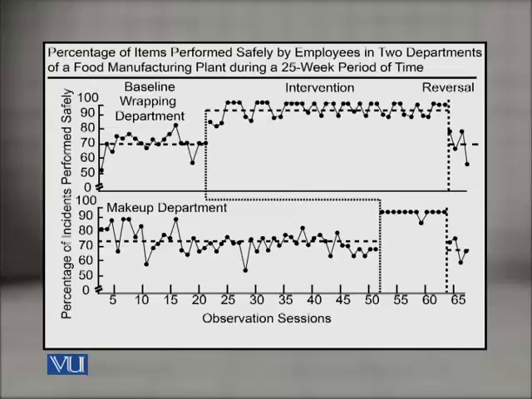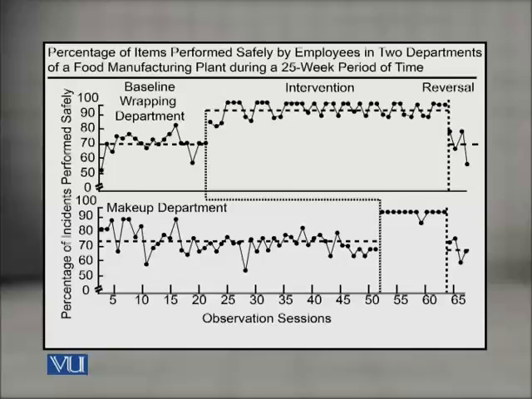So you can see that on the x-axis there are the observation sessions and on the y-axis you can see the percentage of incidents performed safely. So पहले तो उन्होंने baseline performance को observe किया और वो आप देख रहे हैं कि baseline performance on the average 70% है, 60 to 70% है wrapping department में और 70 to 80% है makeup department में. So the wrapping department was observed for 5 weeks or for 20 observations.